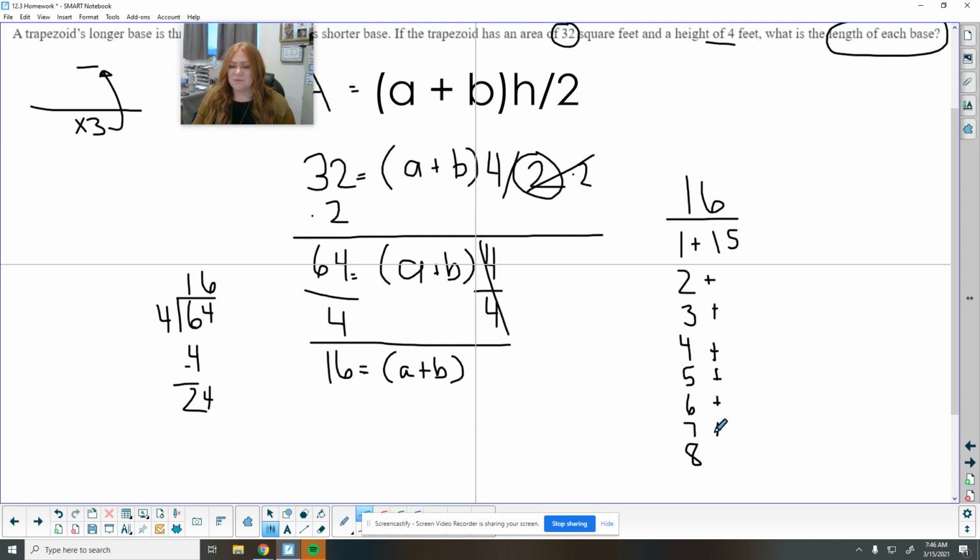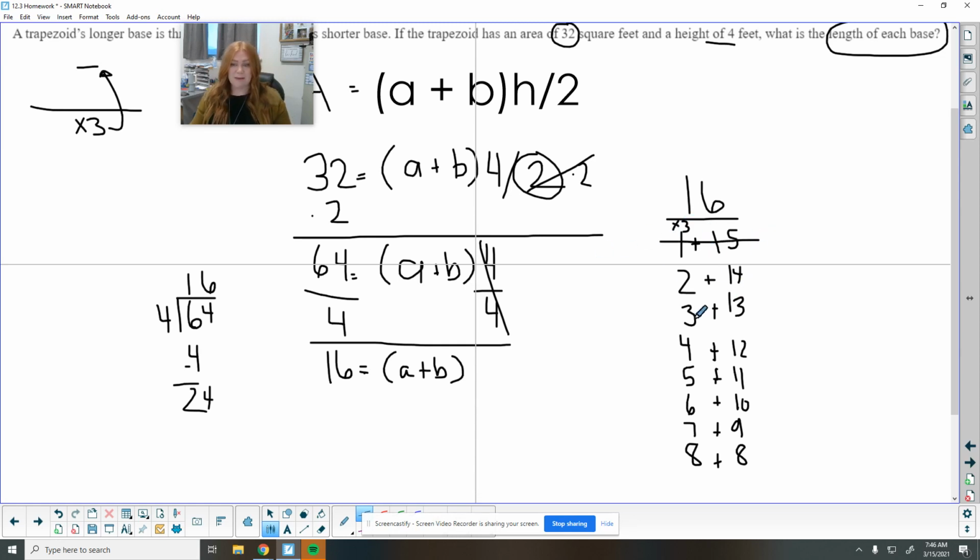So let me finish writing my plus signs here. So 2 plus 14, 13, 12, 11, 10, 9, and 8. So our A and B have to be one of these pairs. So let's just start here with 1 and 15. We need to take this first one and multiply it by 3 to equal the second one. 1 times 3 is not 15. So it's not this first one.